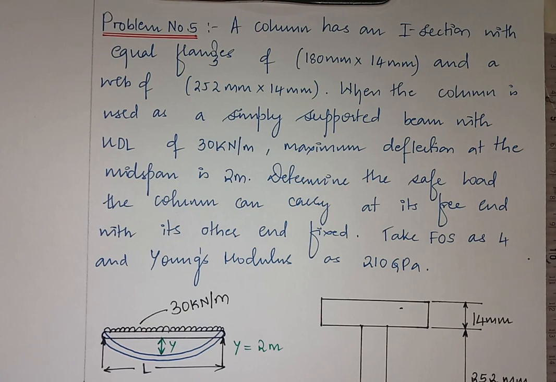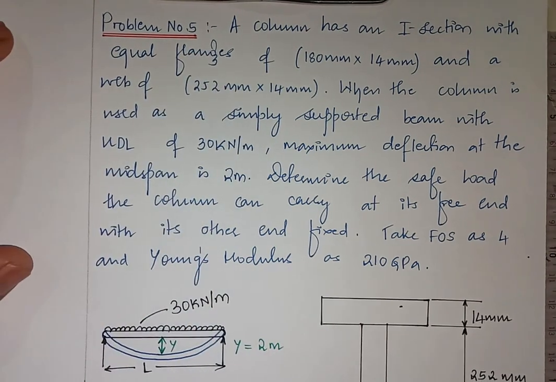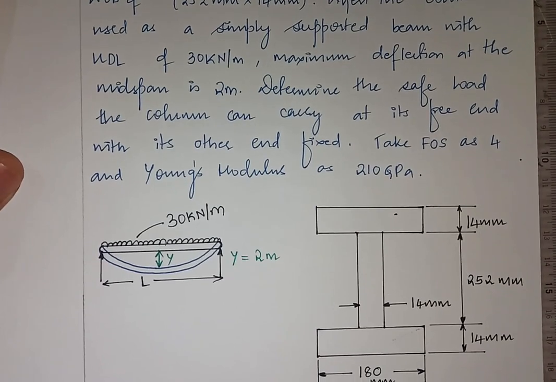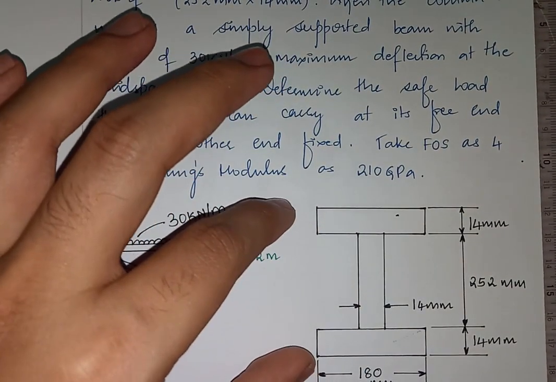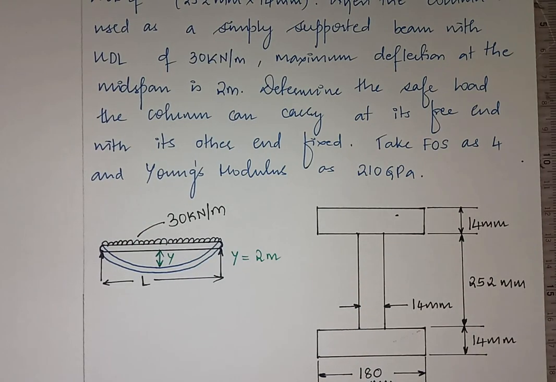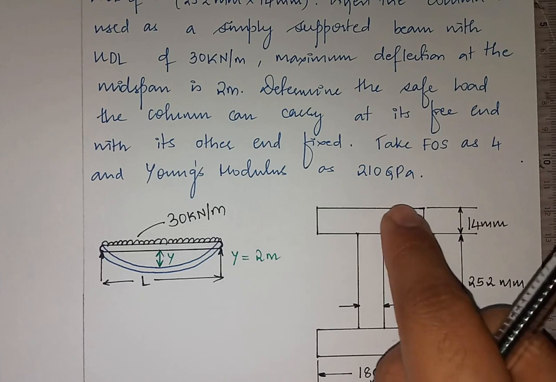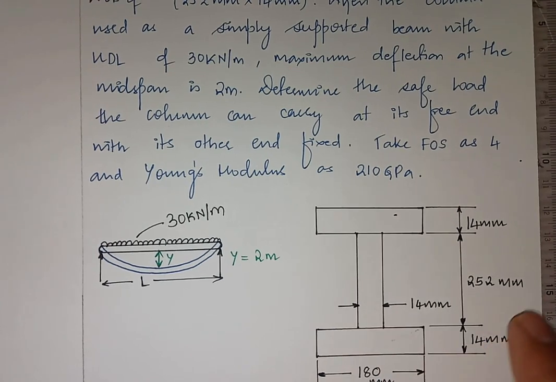Right, now according to whatever dimensions he has given in the problem, I have already constructed the I section. For the I section, we already know what is the flange and what is the web. These two upper parts are known as flanges, and the middle connecting part is known as the web. The dimensions are known: 180 mm into 14 mm for equal flanges. So this is the first flange and this is the second flange, both having the same dimensions. Then you have the web, whose dimensions are given in the problem as 252 into 14 mm. So I have marked that.